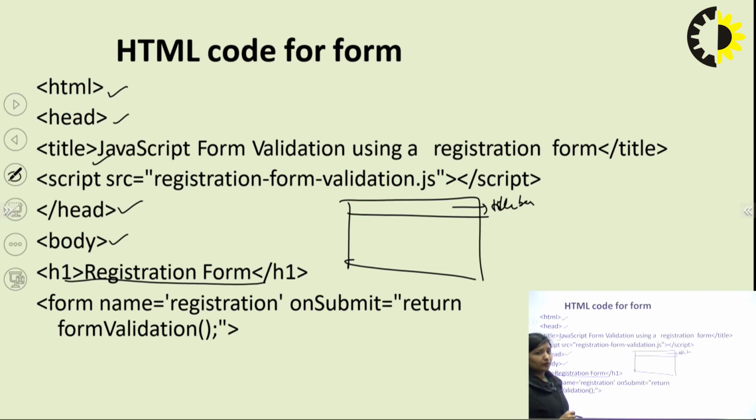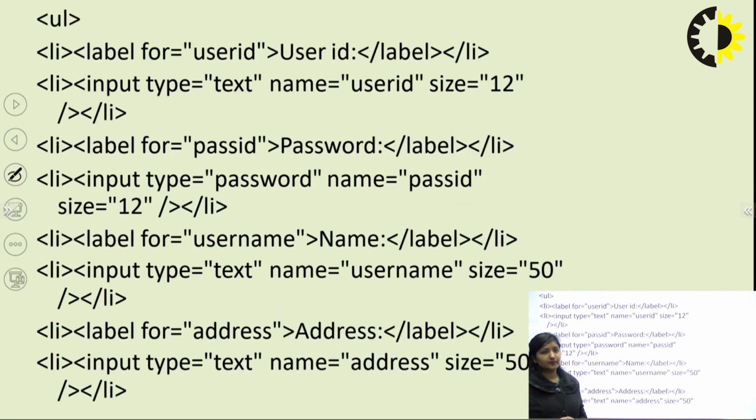After that, a form is created. The name of the form is registration. That means wherever I have to refer to this form again, I can refer to it by its name, that is registration. On submit, we are going to return the form validation function. Now let's see what is going to happen in this registration and this form validation.